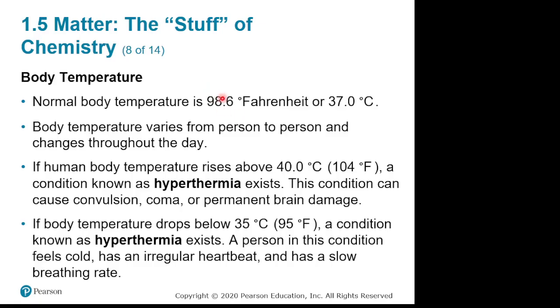But yeah, if you're running around, you might get up to something close to 100, okay? But if a human body temperature rises above 40 degrees Celsius, which is 104 degrees Fahrenheit, you have a condition called hyperthermia. And this is where you can get convulsions, coma, and permanent brain damage, okay? And that's why if you ever get a fever greater than 104 degrees Fahrenheit, you go to the hospital, okay? If you can't get to the hospital, they give you aspirin and they put a cold towel on your head, okay?